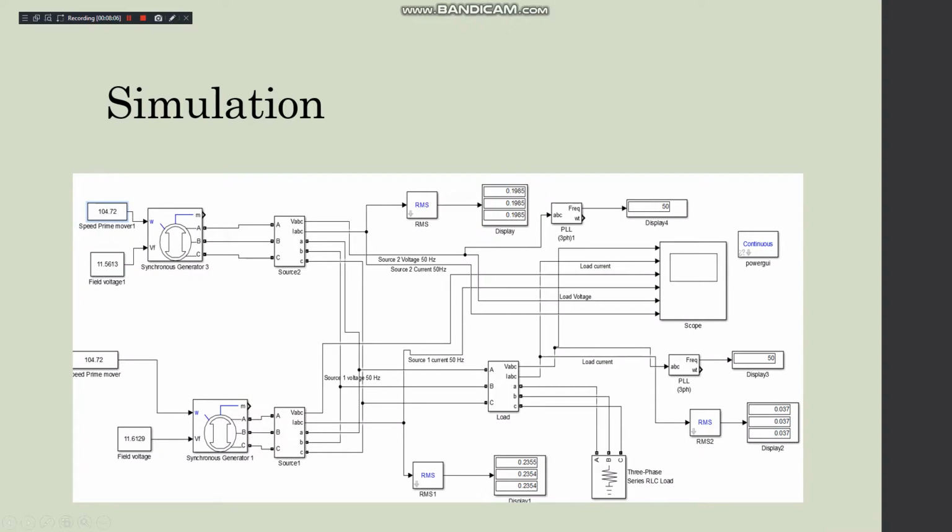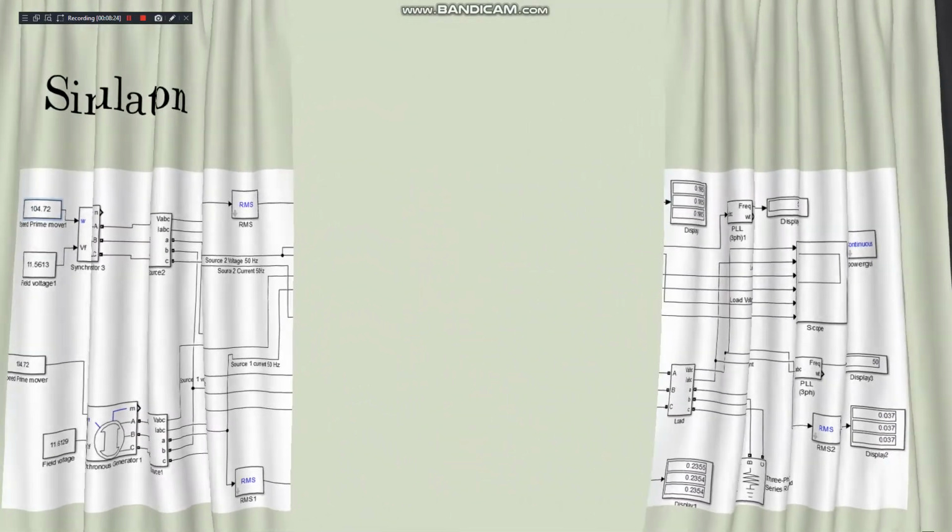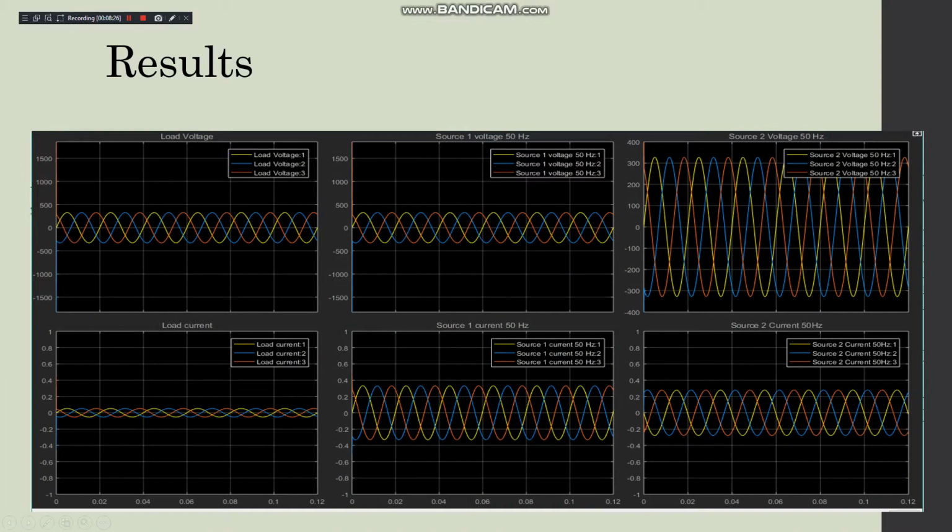So here we have a simulation. We have two synchronous generators which are connected in parallel and are supplying a load. As we can see, the sum of the individual currents is not exactly equal to the current supplied to the load, but from the waveforms over here, we will see that the voltages are the sum of the two individual voltage sources, and the current being supplied to the load is approximately equal to the sum of the source 1 and source 2 currents.